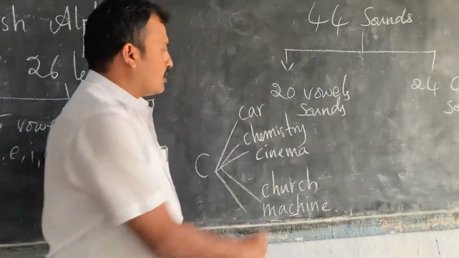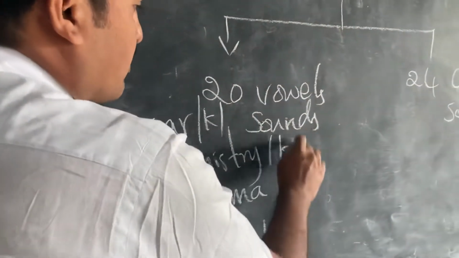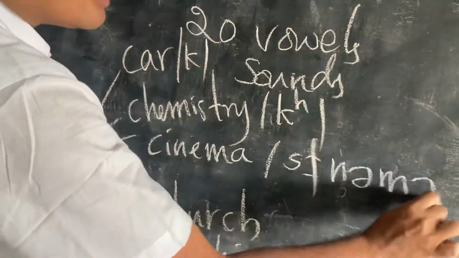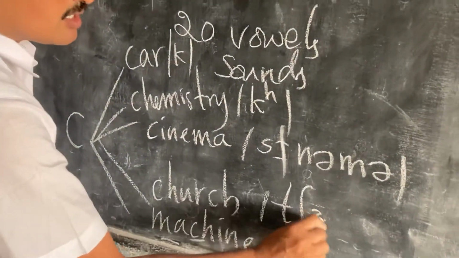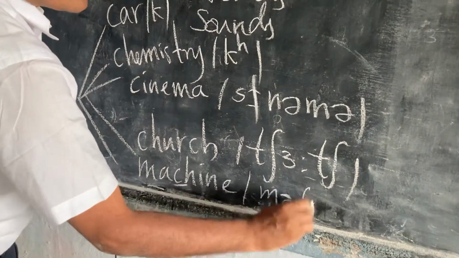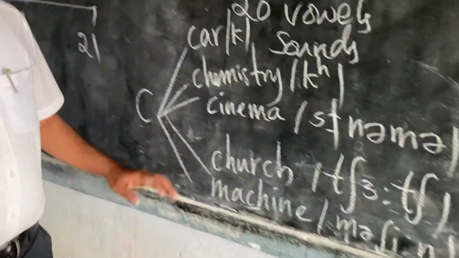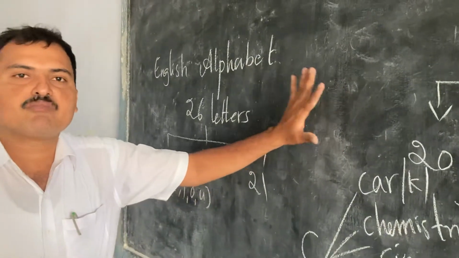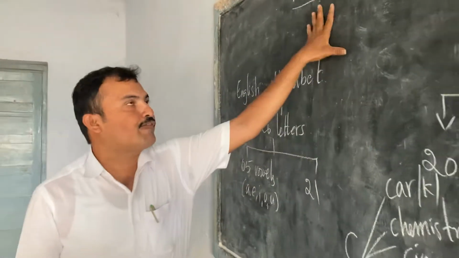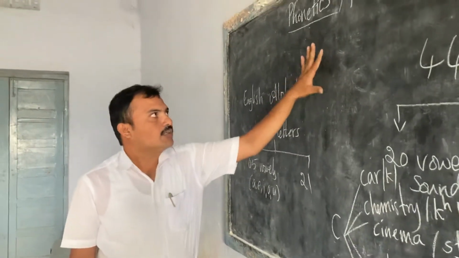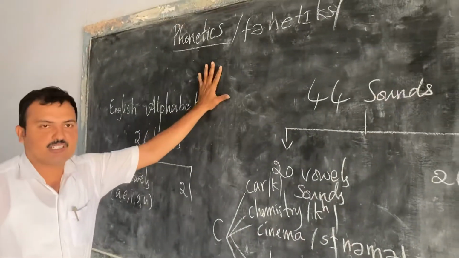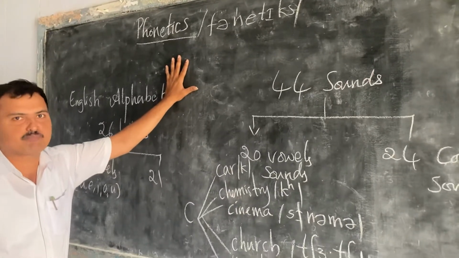See, car: here it is the ka sound, and chemistry is the aspirated ka, and cinema is sa, and church. So it represents the cha sound here, and machine represents the sha sound here. It is for this reason there is a tremendous need for the speakers of English to learn phonetics. It is very essential for a student these days to learn phonetics in order to achieve mastery over pronunciation.